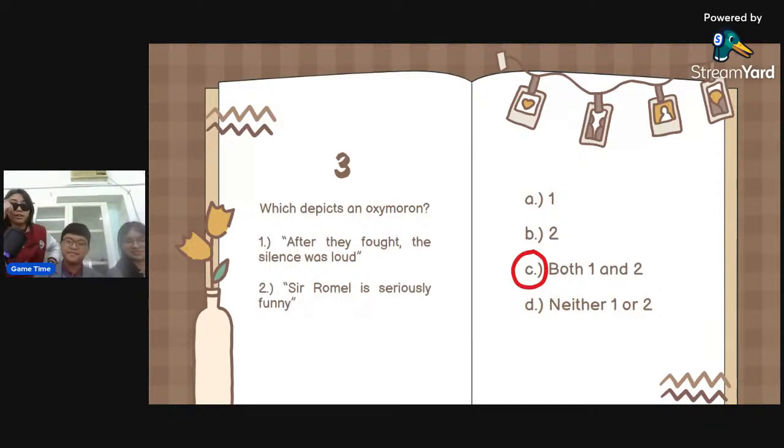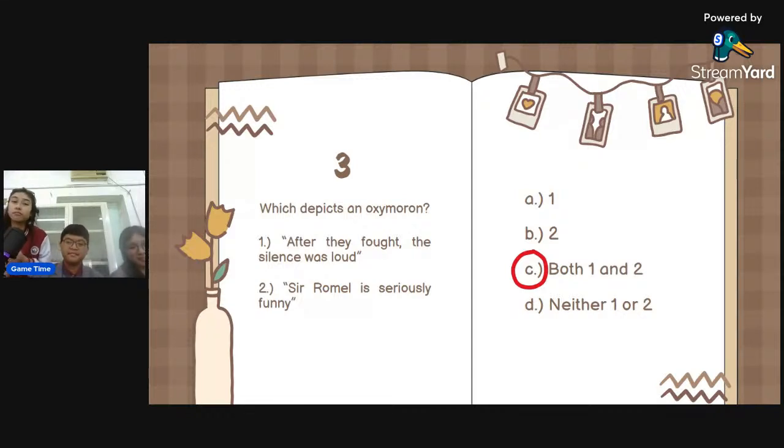So, after they fought, the silence was loud. Silence and loud are two completely different words. Obviously, silence is when there's no sound. Loud is when there's a lot of voices going around and everything. So those are two opposite words.